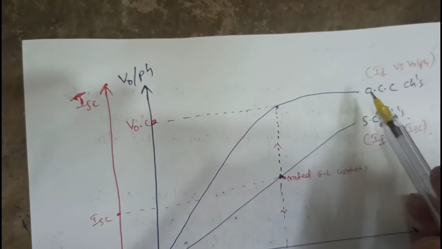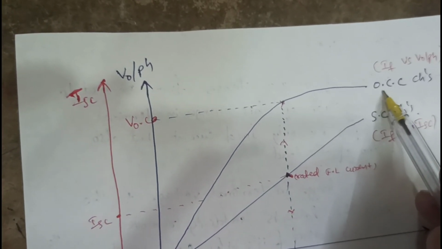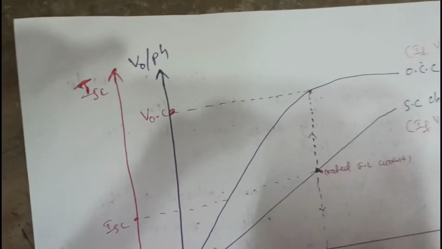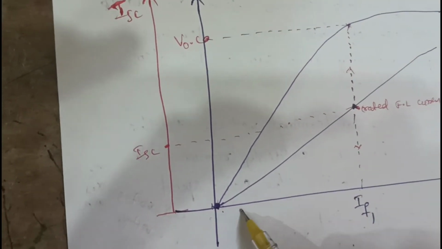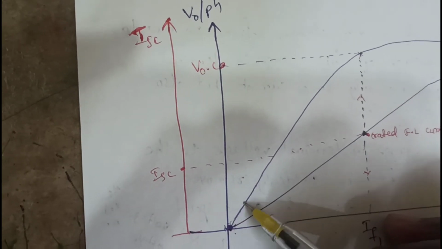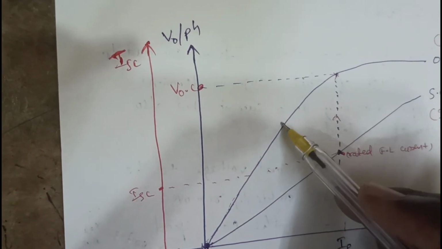First, to observe the OCC characteristics, open circuit characteristics: this is field current versus voltage V0 per phase. So this is the field current. As the field current increases, it means excitation increases, and then the voltage also increases in the alternator.